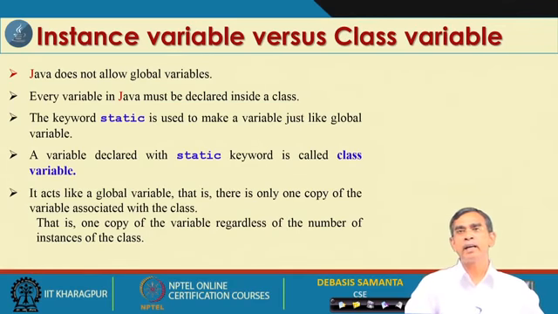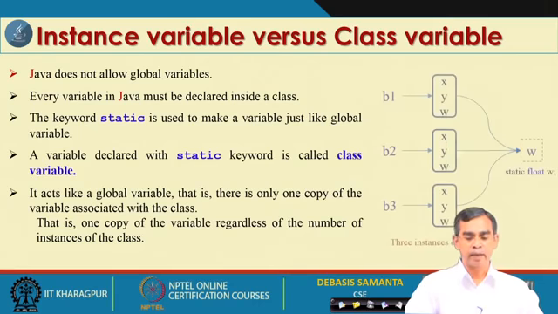The difference between a class variable and an instance variable is that an instance variable has its own local copy, whereas a class variable has the global copy. That means, for all instances, all objects belonging to a class, a class variable has only one copy, whereas variables declared as instance variables have different copies. Now, here is one example.